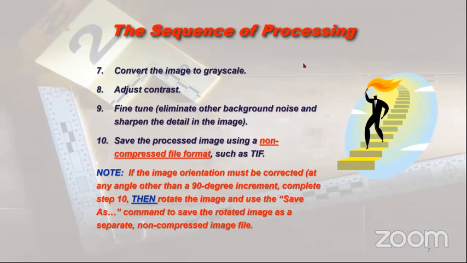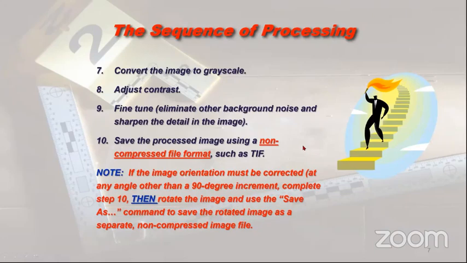Then we're going to adjust the tonal range or contrast within the image. There are a number of tools we're going to talk about as to how we actually use those tools to achieve this process. Then we're going to fine tune, which is going to eliminate any of the background noise. So we have dust and scratches, we have unsharp mask, we have burn and dodge. Again, we have a number of tools that we can do in this process, and we're going to talk about these processes in a little bit more detail as we move through this class.